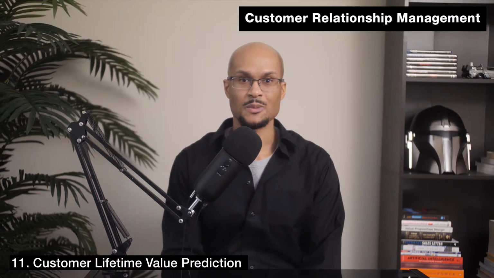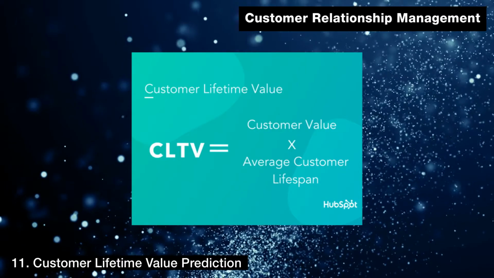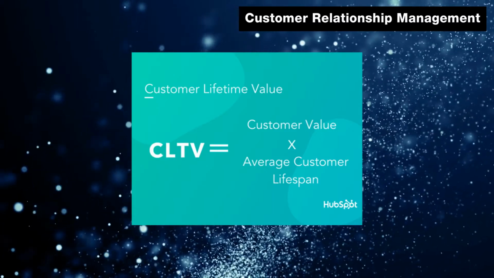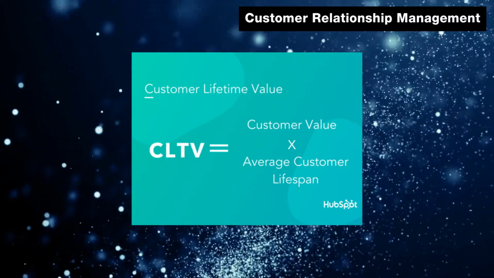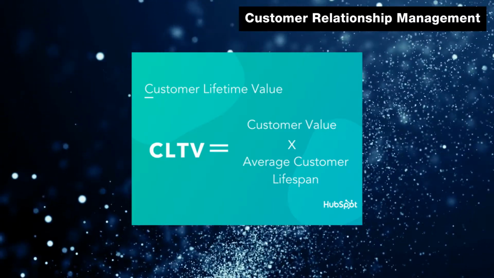Number 11, customer lifetime value prediction. This involves estimating the total amount of money a customer is likely to spend with the company over the entire customer and company relationship. This is achieved by analyzing the customer lifetime values of customers with similar attributes and behaviors in the past.